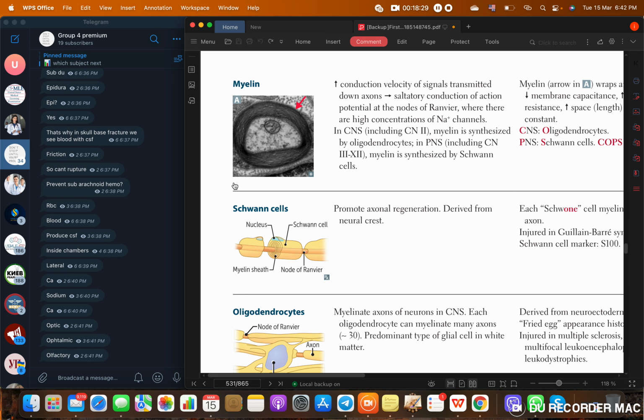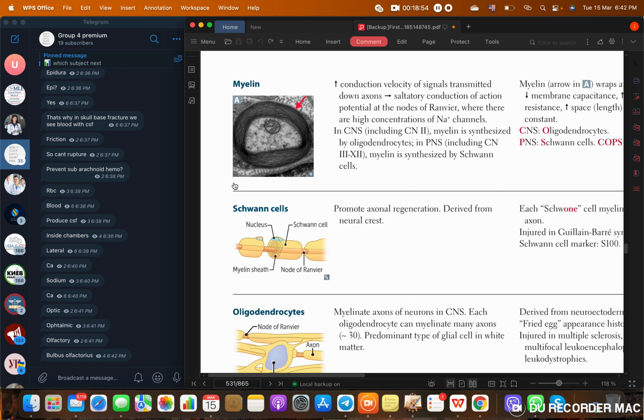Olfactory and not ophthalmic, that's wrong. It will be optic, okay? Ophthalmic is a branch of the trigeminal nerve, branch number 1, V1. But if we speak about the optic, yes, that's true. That's cranial nerve number 2.